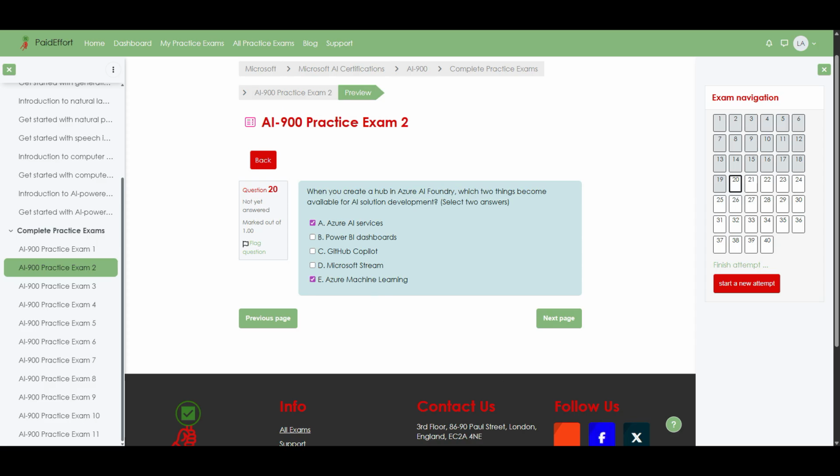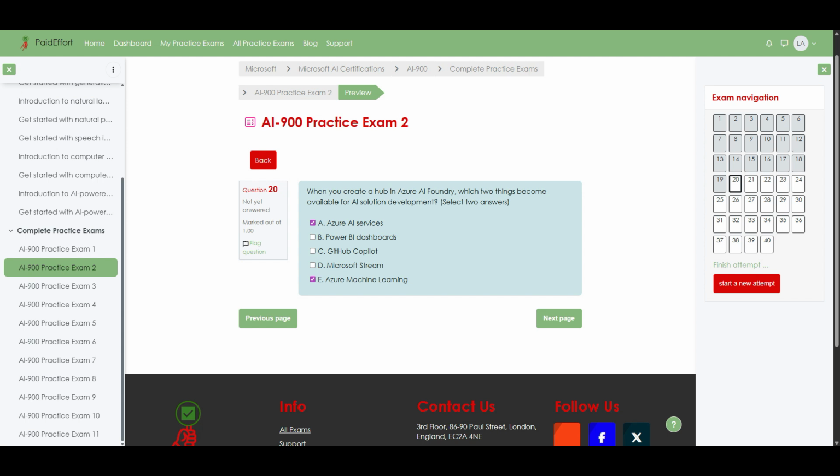When you create a hub in Azure AI Foundry, it activates a workspace that integrates several tools for building AI solutions. Azure AI services, such as speech, language, vision, and content safety, are part of that setup, enabling you to bring intelligence directly into your apps. Azure Machine Learning is another major component. The hub links directly with Azure ML to help you build, train, and deploy machine learning models within that development environment. Now, Power BI dashboards are great for visualizing data, but they're analytics tools, not core components of an AI Foundry hub.